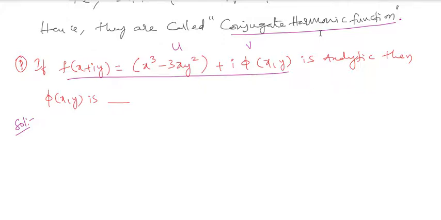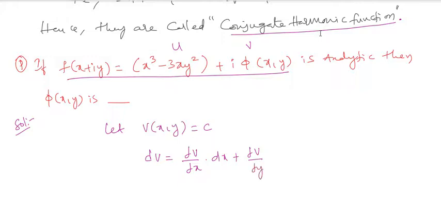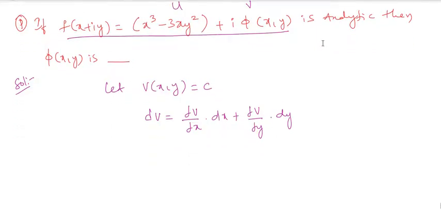The approach I will provide is: let v of x comma y equal some constant c. From the total derivative, dv is dou v by dou x into dx plus dou v by dou y into dy. You need to calculate the value of this v.